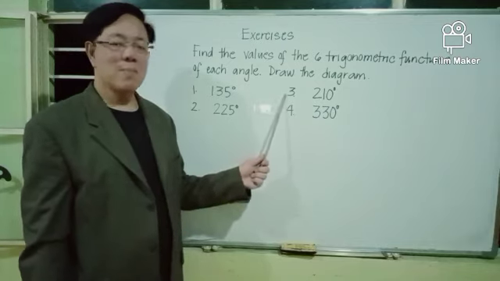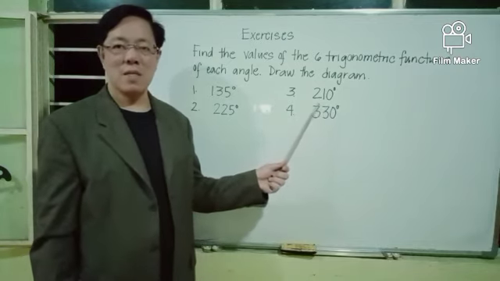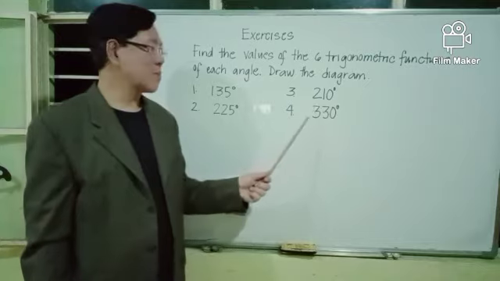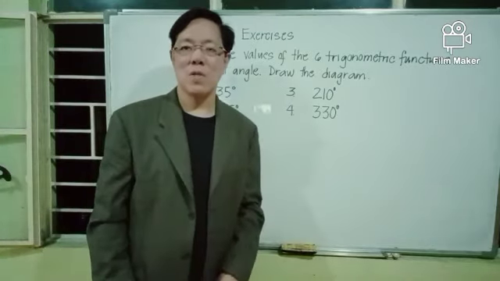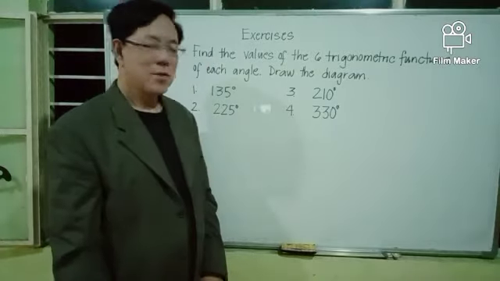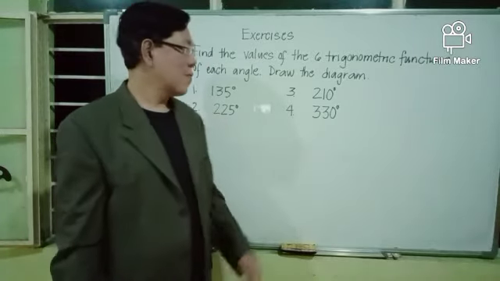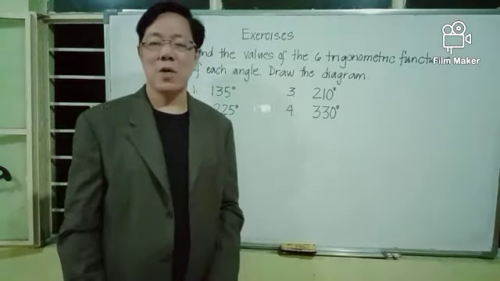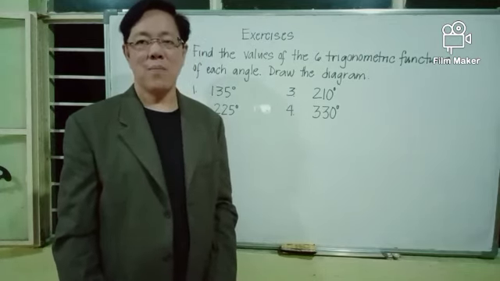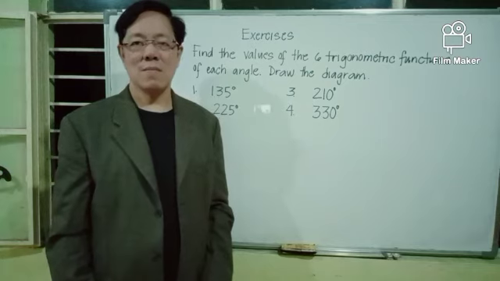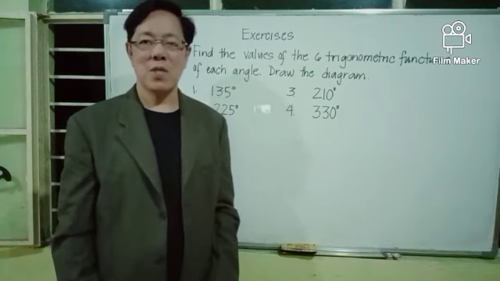The given angle number 3 is 210 degrees. This is a multiple of 30 degrees. And in number 4, we have 330 degrees, also a multiple of 30 degrees. For the last two numbers, 3 and 4, you follow our example for an angle that is a multiple of 30 degrees.